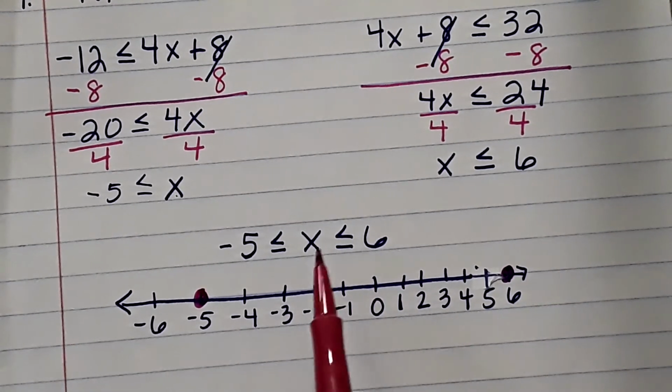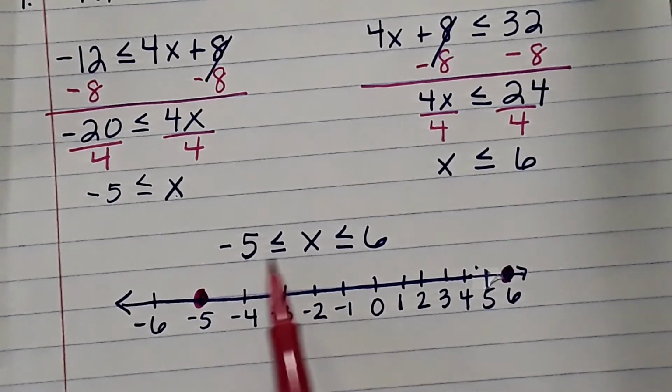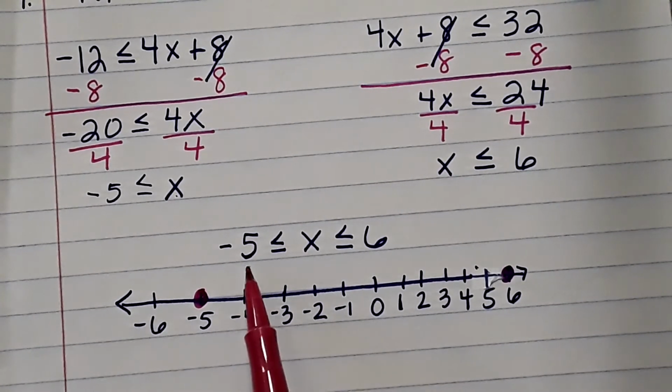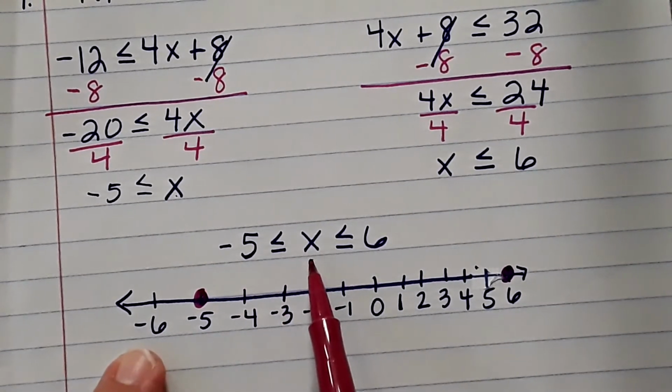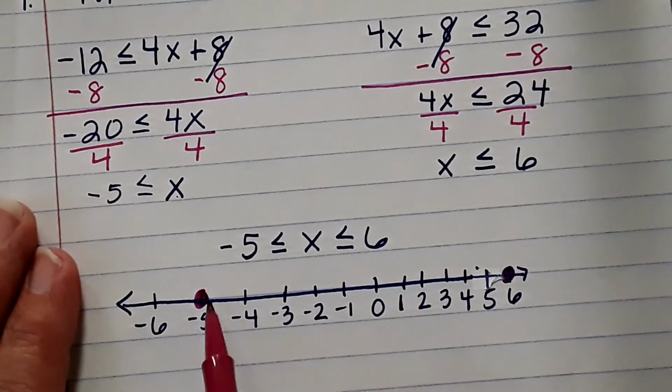So I'm going to put 0. Is 0 greater than -5 but less than 6? Yeah. Okay, now just to make sure that we're right, can we put -6 there? Would that make it a true statement? No. So that means we're going to shade right in between.